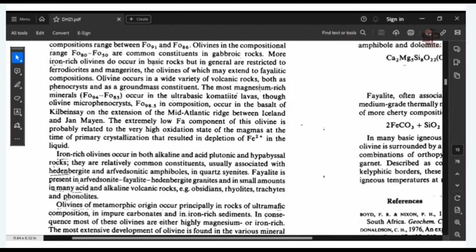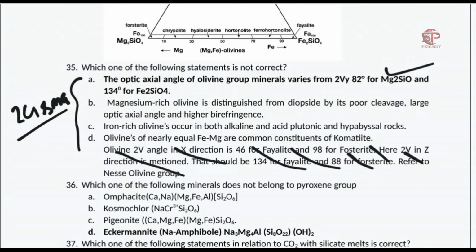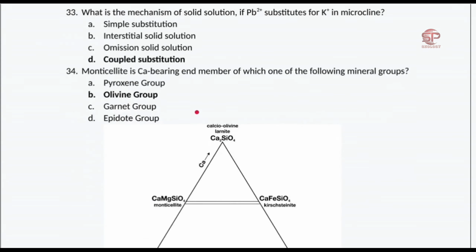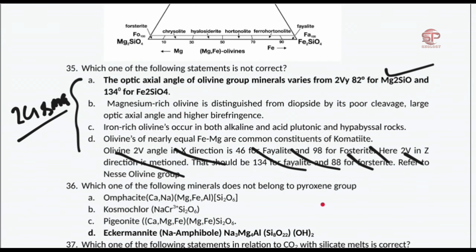The most magnesium rich olivine, that is Fo94 to Fo85, occurs in ultramafic rocks like chromitite, whereas the option says both magnesium and iron are in equal amounts. So that will be the incorrect option. So the incorrect option will be D. Olivine with nearly equal Fe and Mg is not a common constituent of chromitite, not A.